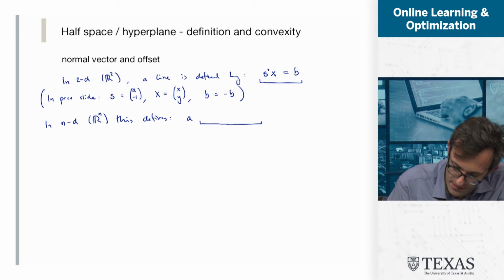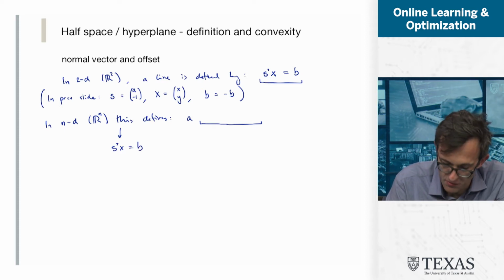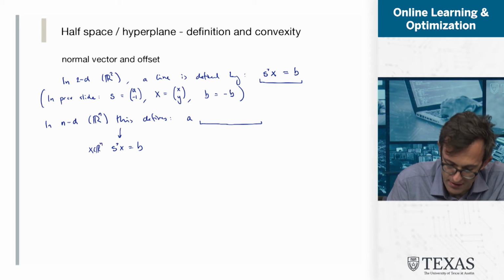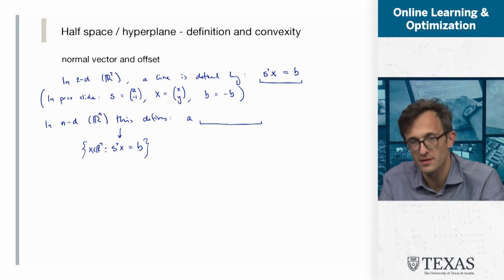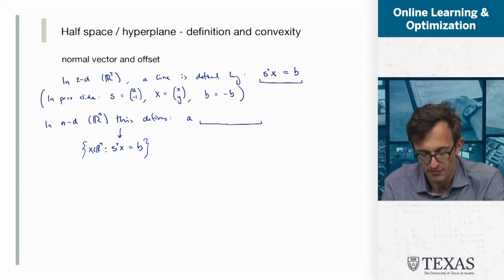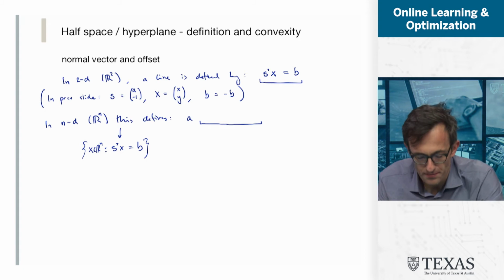And this means S transpose X equals B. To be more precise, what I'm trying to define is all the points X in Rn that satisfy this relationship. So if you're in 3 dimensions, does this define a line or something else? I'll give you a second to think about it. You can pause.